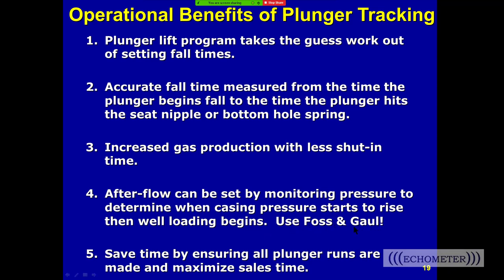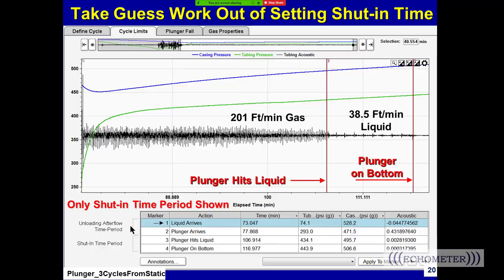We won't talk about Foss and Gaul in this presentation, but we will talk about that in a future presentation. You can use the Foss and Gaul model to set the shut-in time to bring the plunger up at a certain rise velocity, and that's available in an Excel spreadsheet. If you're interested in that, you can email us and we'll send that spreadsheet to you. Plus, you'll save some time by making sure your plunger runs are made, and you'll maximize your sales.